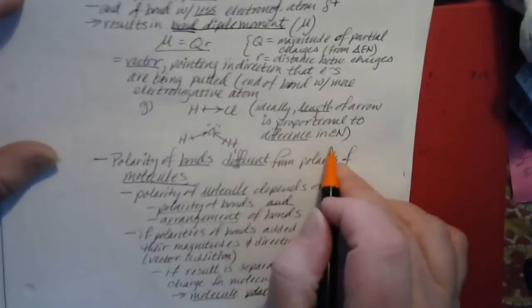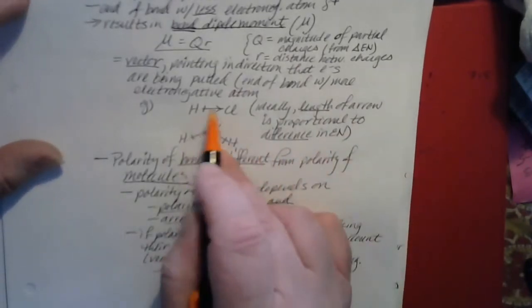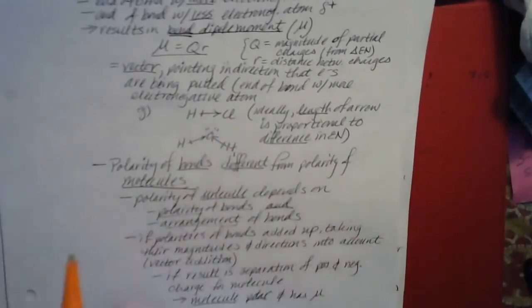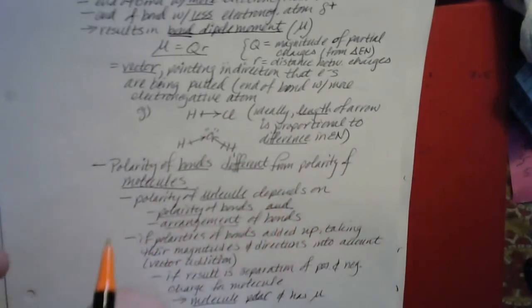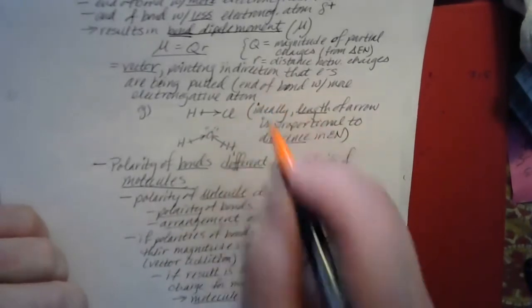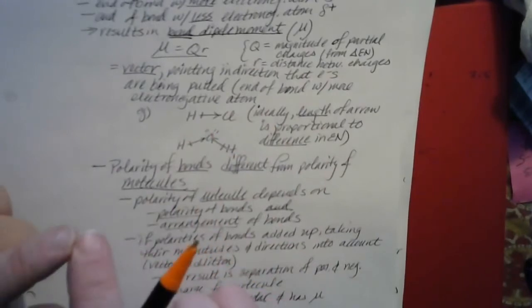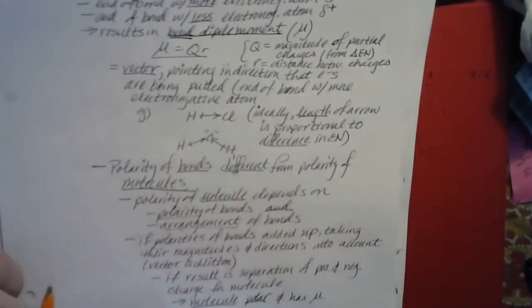I mentioned here that ideally the length of the arrow is proportional to the difference in electronegativity. So if you draw the arrow fairly long, like I did, that would represent a very polar bond. And if it's a bond that's not very polar, then you would draw a tiny little short arrow. I can't guarantee that I'm always going to do that in practice when I'm drawing stuff because of my extremely limited artistic abilities. But when you're looking at dipole moments in the book anyway, that's the way it'll be. The shorter the arrow, the less polar the bond is. The longer the arrow, the more polar the bond is.